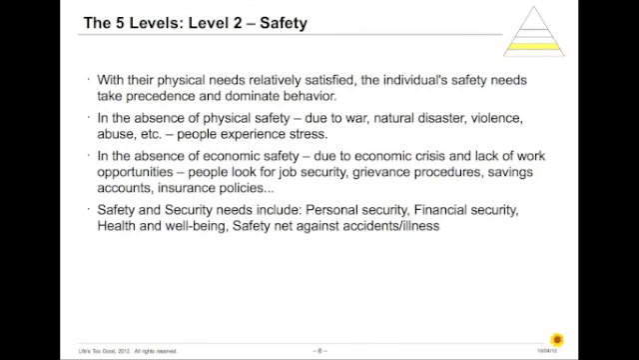Once our physical and physiological needs are satisfied, the next level is looking at our safety. Our safety could be in terms of physical safety, threats from war, natural disaster, violence. It could also be economic safety. So if we are worried about a threat to our livelihood, we look for job security. This is why we have grievance procedures in place in the workplace to guard against unfair treatment of employees. This is why people have savings accounts that they can call upon on a rainy day. So safety and security needs include personal security, financial security, health and well-being.